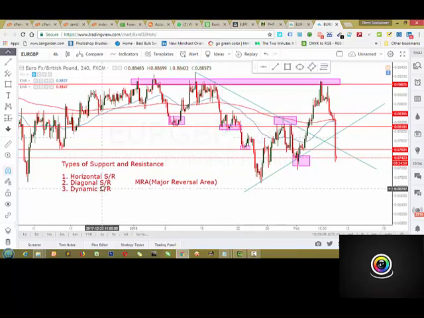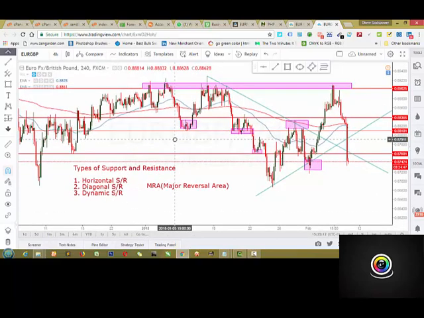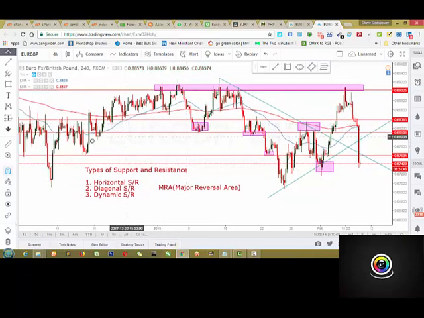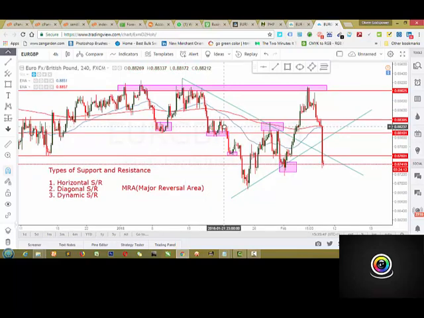Lastly, let's talk about the dynamic support and resistance. This is achieved by using what we call a moving average. You have the exponential moving average, and you have the simple moving average. A moving average identifies for you a dynamic support and resistance. Why do we call it dynamic? It's because this support and resistance moves with price. As price is moving, it moves along with price.